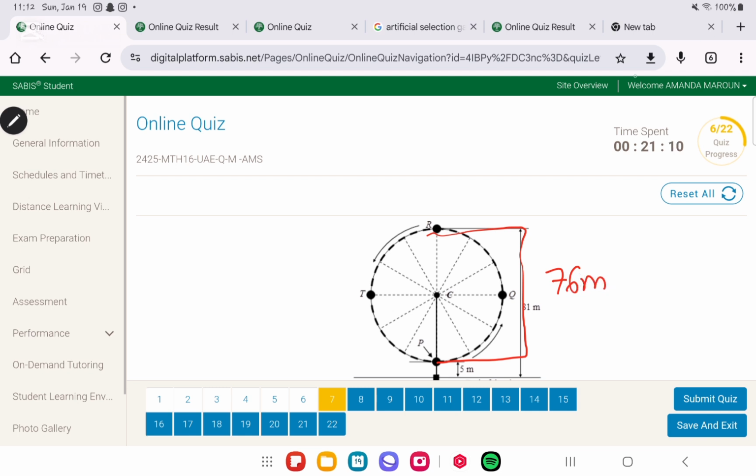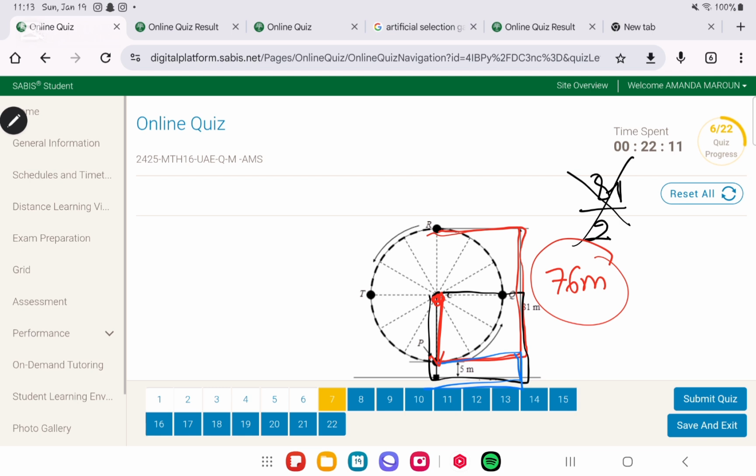Okay? They want to know how far the point C is from the riverbed. So, do we do 81 divided by 2? Definitely not, because the whole diameter of the wheel is not 81, so we cannot say that it is 81 divided by 2. Instead, we are going to separate it into the wheel and the gap between the wheel and the riverbed. So we're going to take the 76 and divide it by 2.